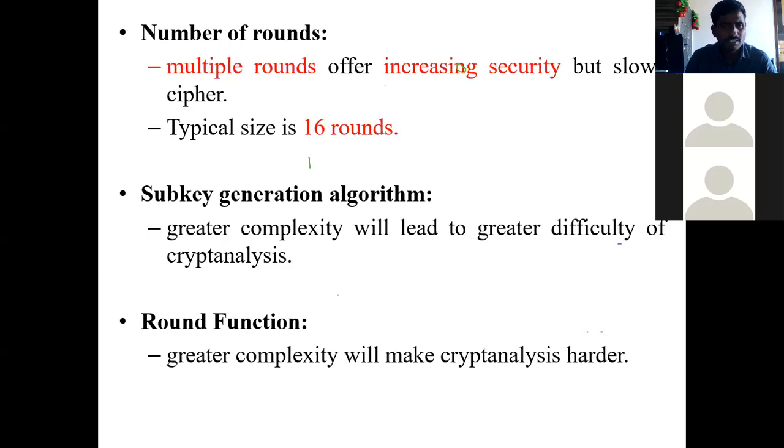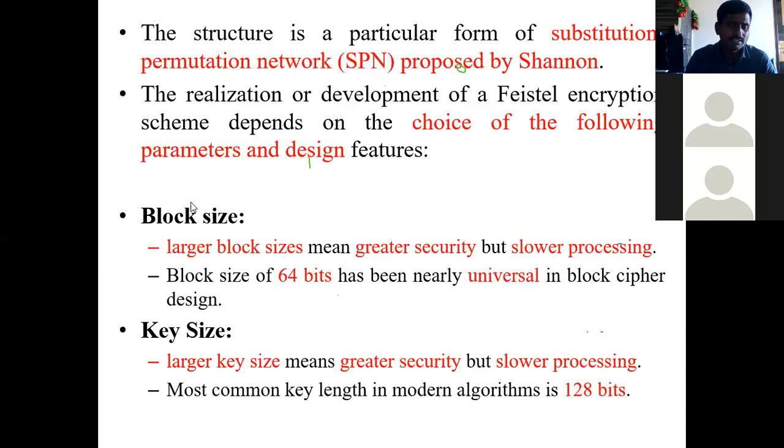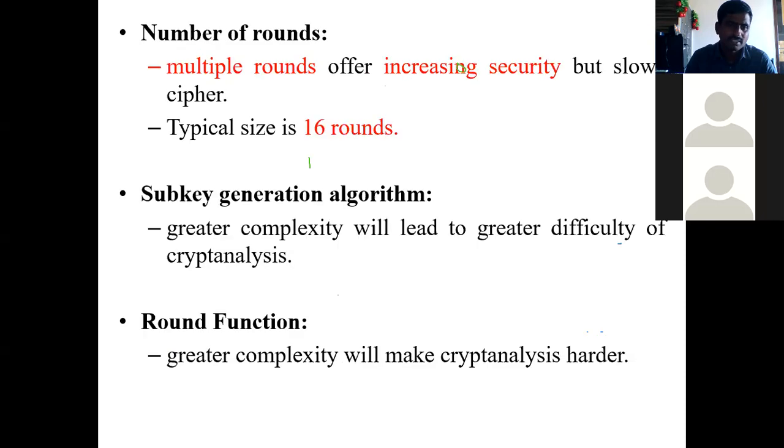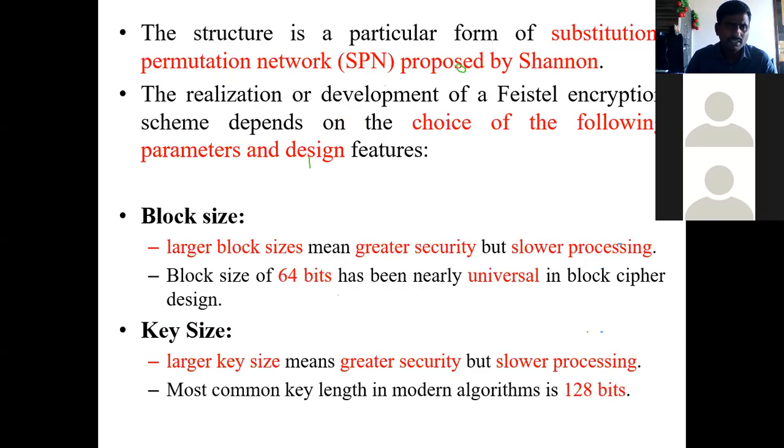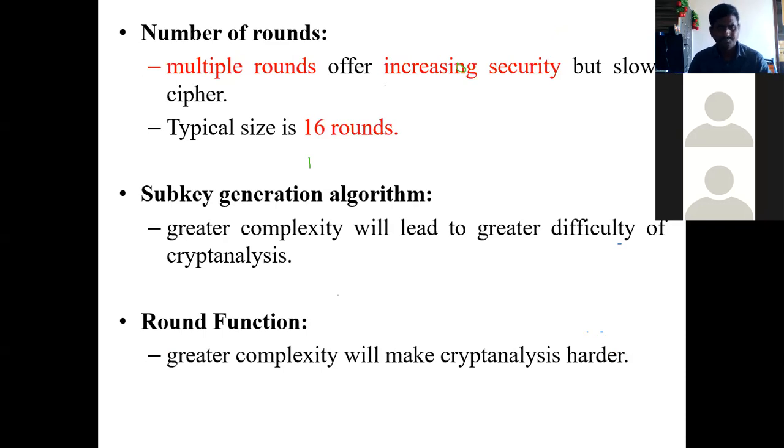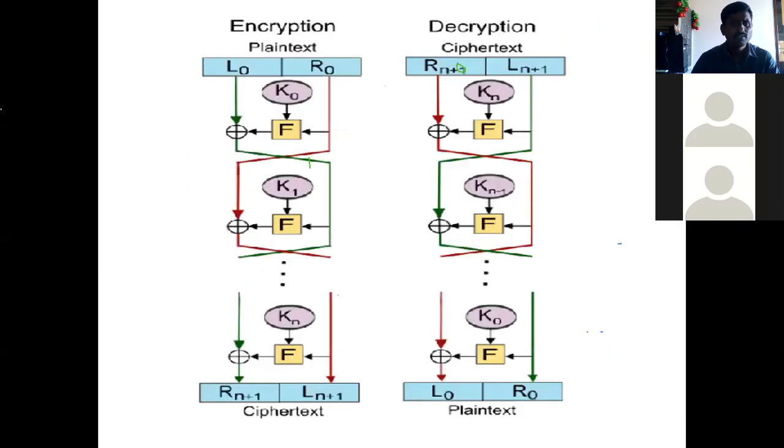So these are the five parameters: block size, key size, number of rounds, subkey generation algorithm, and round function. The structure depends on all these five parameters. Let us see this in this diagram.